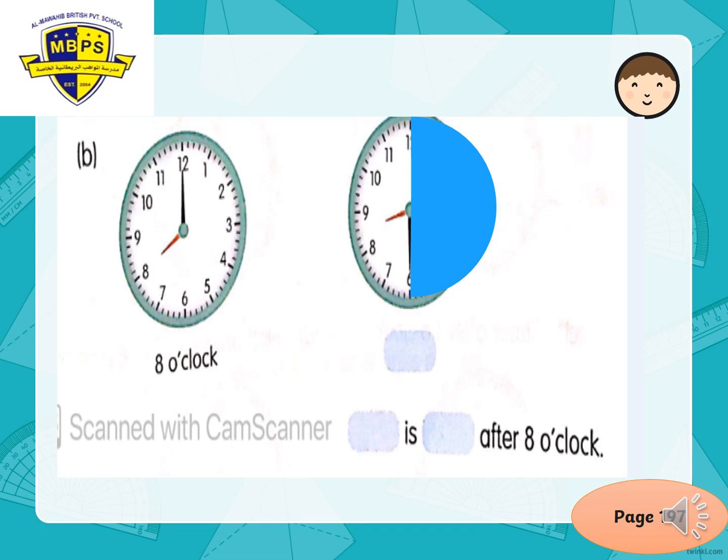So now what time is it? Look at the hour hand, it's between 8 and 9. It's halfway between 8 and 9. So what time is it? Very good, it's 8:30.